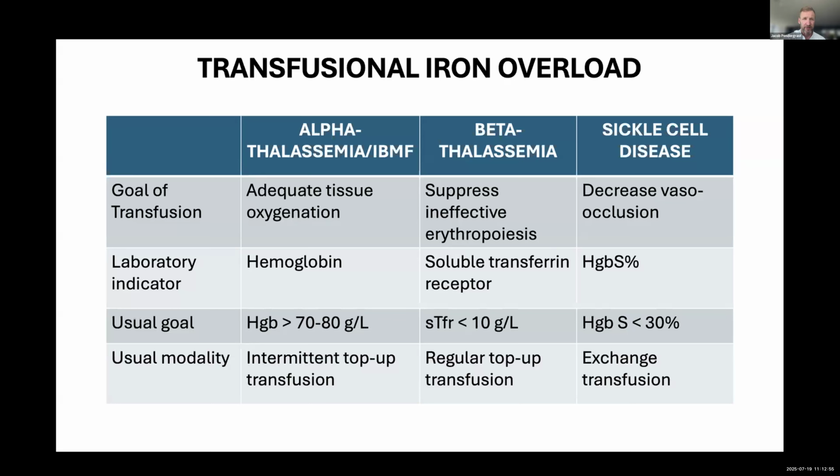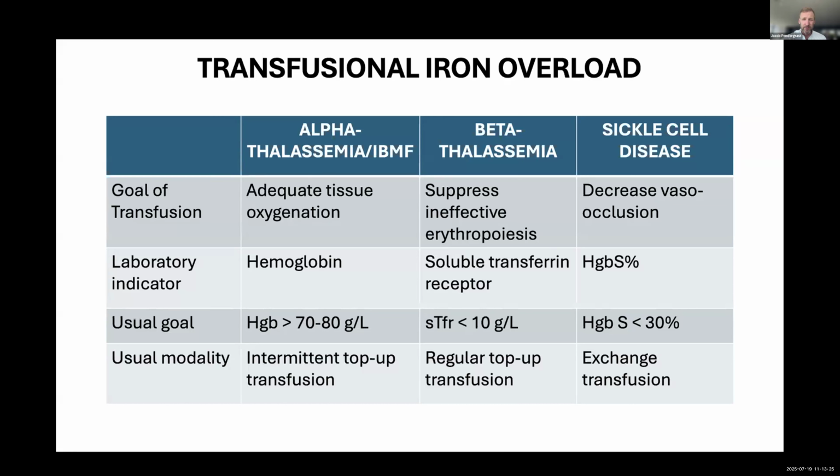Inherited bone marrow failure syndromes like Diamond-Blackfan anemia are also a population that can be affected by this. It's important to understand that the way that we transfuse these different conditions really differs. We tend to transfuse alpha thalassemia fairly minimally. It's just enough to maintain adequate oxygen delivery. That's typically when your hemoglobin is greater than 70 to 80, and we just give transfusions as needed.